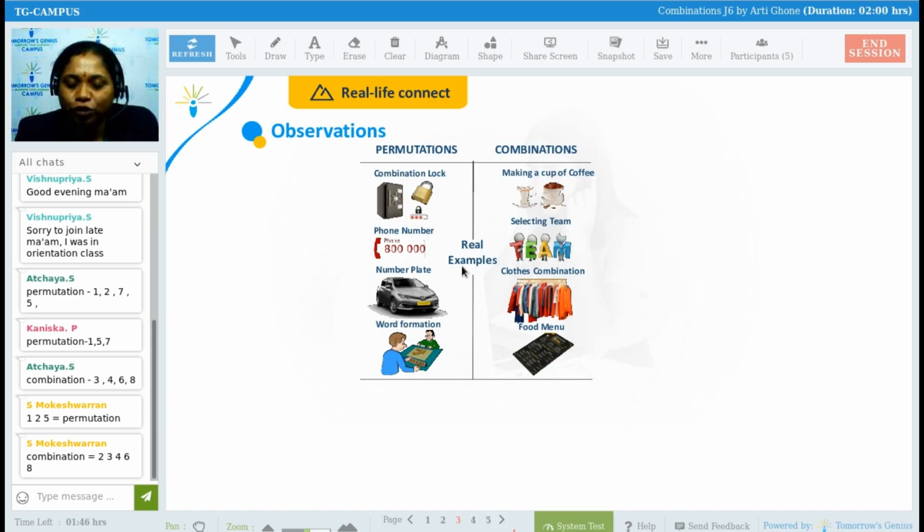Next, selecting a team. Obviously, if out of you, I have to select any 2 students, it means it's a random selection. We are not arranging that. So that is again a combination. Clothes combinations and food menu combinations. We can take any in our food menu. Yes or no? This is not an arrangement.